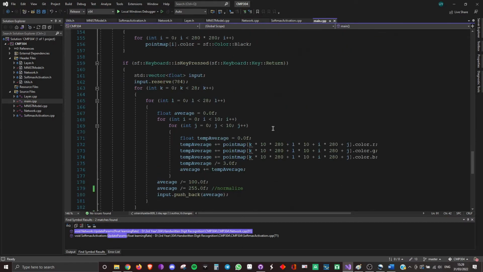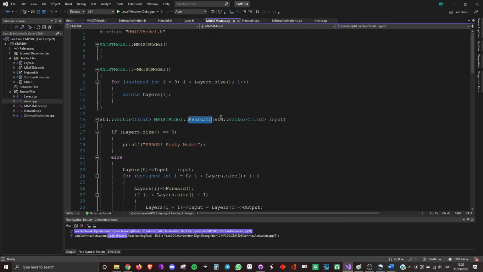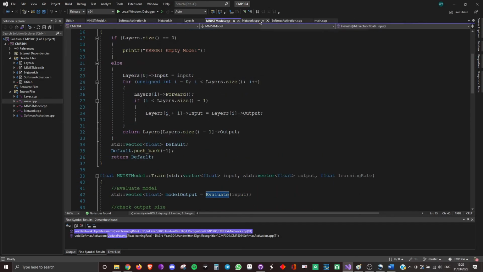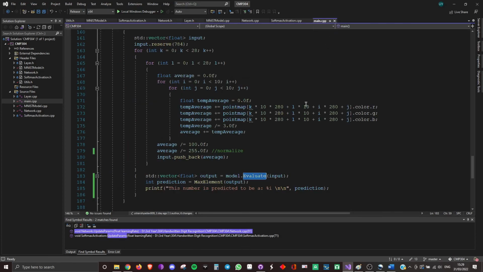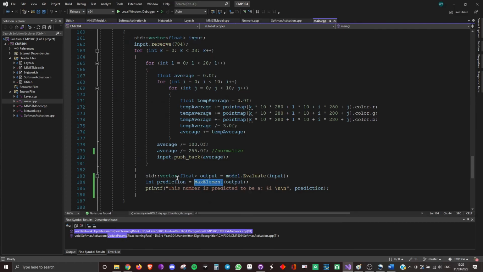Now the user can input their own digits to be evaluated by the neural network. It goes the same way, except here when the digit is inputted, I calculate the average of all three RGB values, divide them by 3, that's the average, divide them again by 100, and then normalize them, then push them into a vector, and this vector gets passed into the evaluate function, which returns a softmax activation probability distribution. The probability distribution goes into the max element, which finds the largest element in there, and it returns the index of that element, which then gives the prediction.